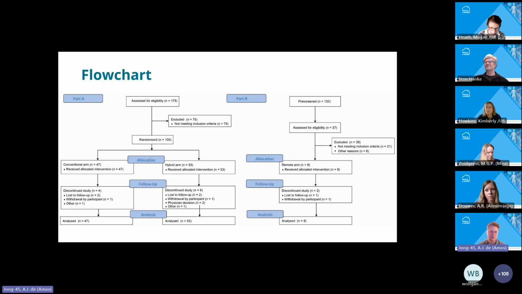Important to mention that although some participants discontinued the study throughout, the data for the key performance indicators that I will show is all included up to the point that the participants are in the study. So all the data that has been collected has been included in the analysis.